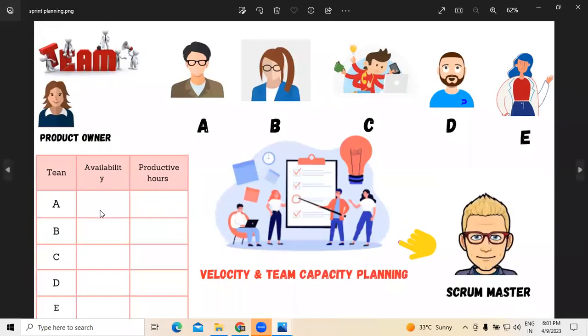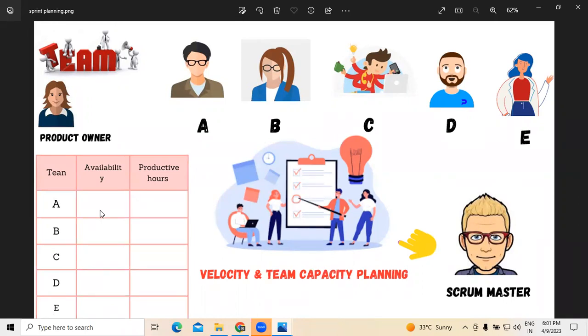So there will be a product owner. The product owner will tell you the sprint goal. What is that sprint goal they want to achieve is what will be explained by the product owner in the sprint planning. To whom will it be explained? This will be explained to the development team, that is ABCDE, right? So these people, it will be explained to the development team.